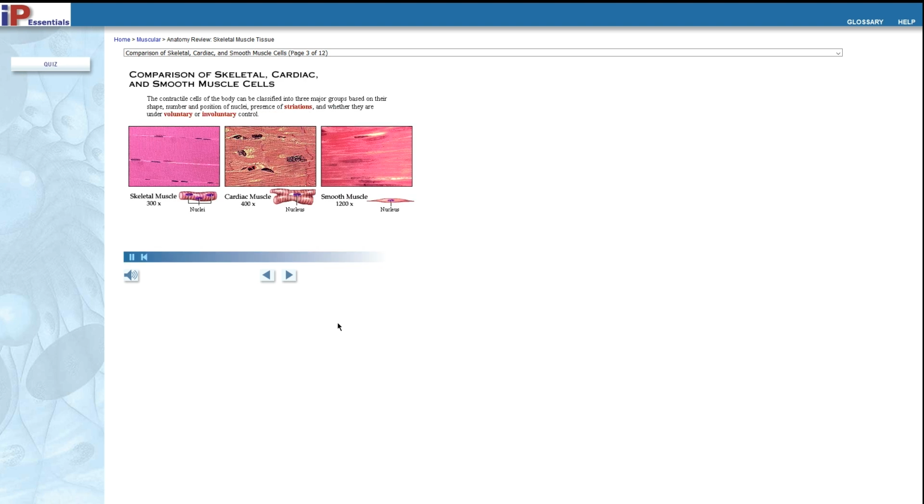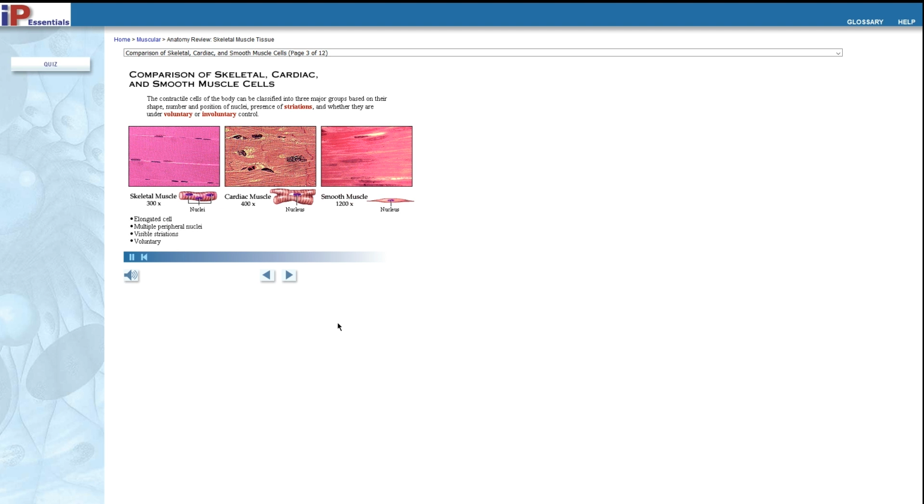The contractile cells of the body can be classified into three major groups: skeletal, cardiac, and smooth muscle cells. These three types of cells can be distinguished on the basis of their shape, number of nuclei, position of nuclei, presence of striations, and whether they are under voluntary or involuntary control.